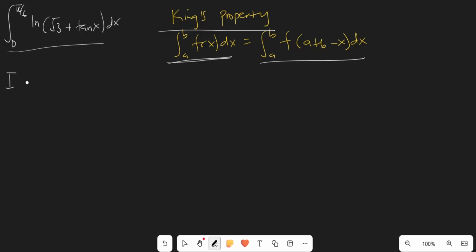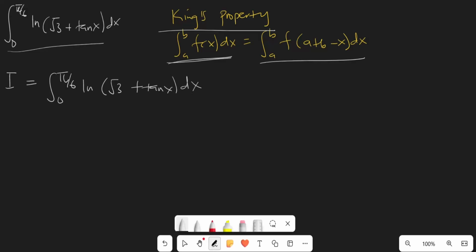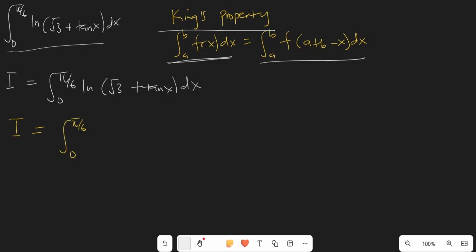So we can call our original integral I, which is the integral from 0 to pi over 6 of the natural logarithm of the square root of 3 plus tan of x dx. And we can use the King's property to transform our integral. I is going to be the integral from 0 to pi over 6, using the King's property now, of the natural logarithm of square root of 3 plus tan of x, and our x is going to be a plus b minus x. a is 0 and b is pi over 6. So pi over 6 plus 0 is pi over 6. So that is going to be pi over 6 minus x, all this dx.